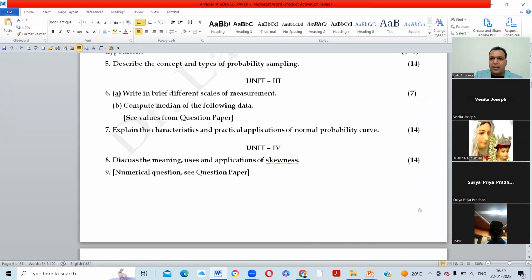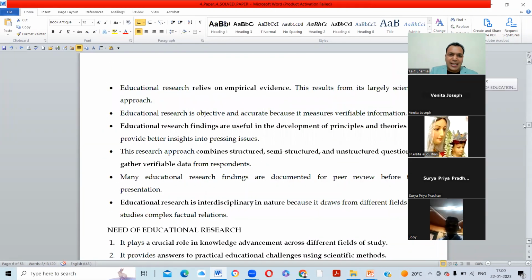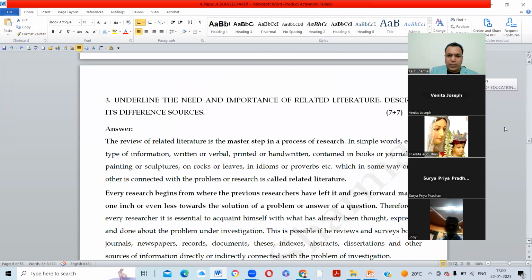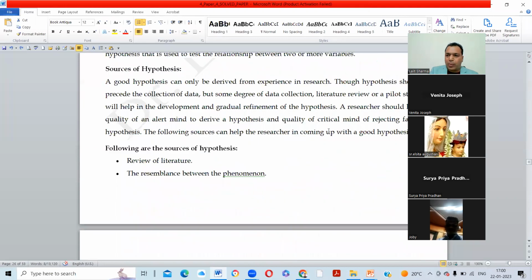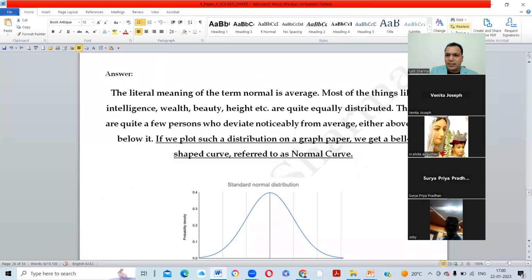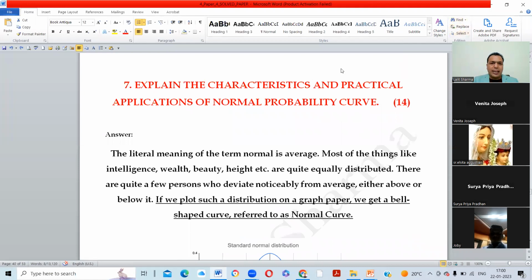So now we go for our questions about the NPC, normal probability curve. This is important, right, guys? So give attention, all of you. This is important and it is easy also. Normal probability curve. What is the NPC? So this question has come. It has started with normal probability curve. Okay, guys. Now we discuss NPC. So the question is: explain the characteristics and practical applications of normal probability curve.